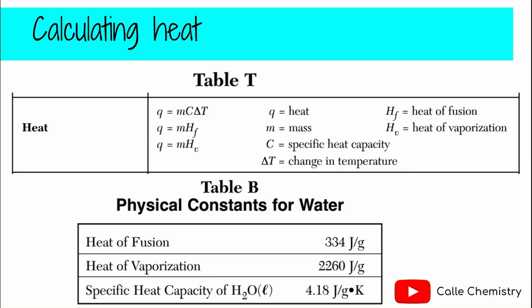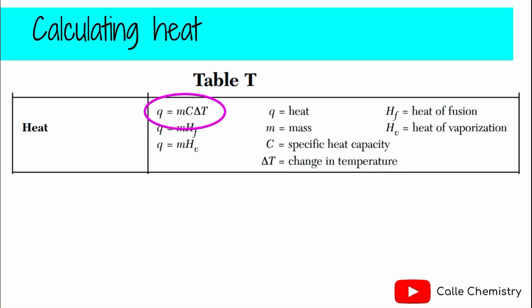Welcome back, everyone. In this video, we will learn how to calculate heat. Here we have three equations that we can find on Table T to calculate heat. We also have Table B that gives us the physical constants of water. Let's get started. So, when do we use these formulas? Let's start off with the first one.